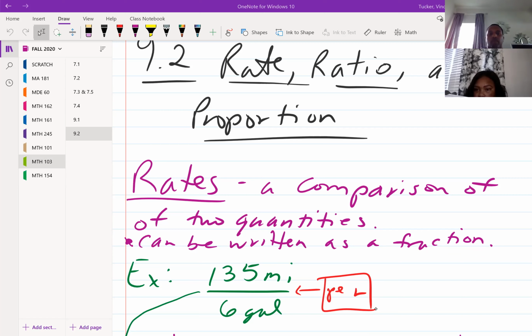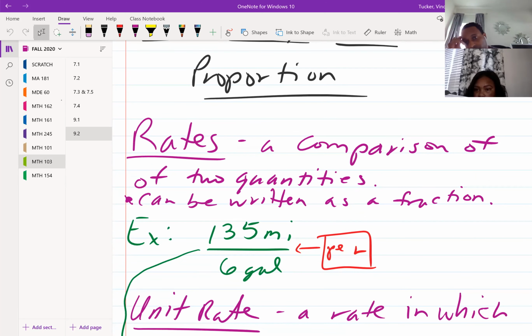All right. So a rate is a comparison of two quantities. It can be written as a fraction. So they don't necessarily have to have the same units. An example of that is 135 miles over 6 gallons, or 135 miles every 6 gallons. That divisional bar also is sometimes referred to as per. So whenever you see miles per hour, that's miles over hours. So that's 135 miles per 6 gallons.